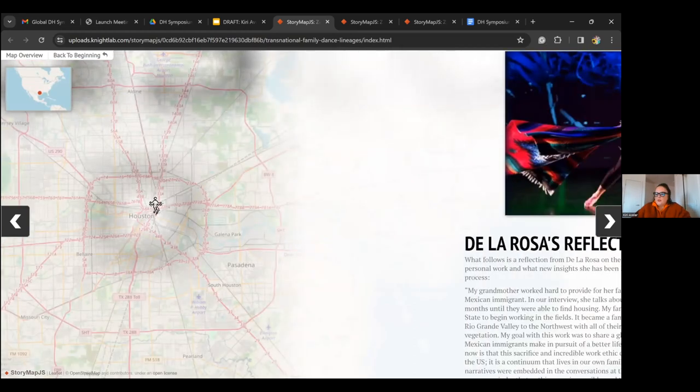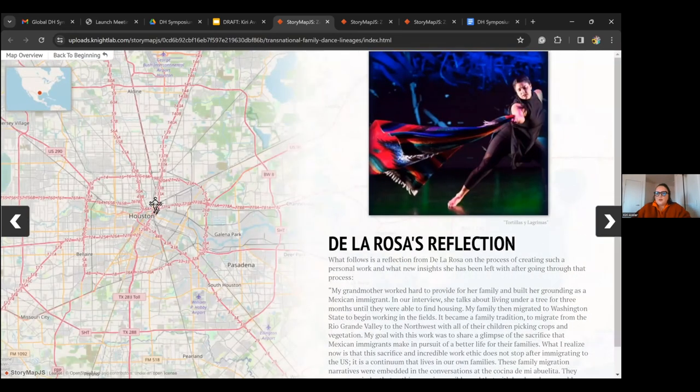What follows is a reflection from De La Rosa on the process of creating such a personal work and what new insights she's been left with after going through the process. My grandmother worked hard to provide for her family and built her grounding as a Mexican immigrant. In our interview, she talks about living under a tree for 3 months until they were able to find housing.